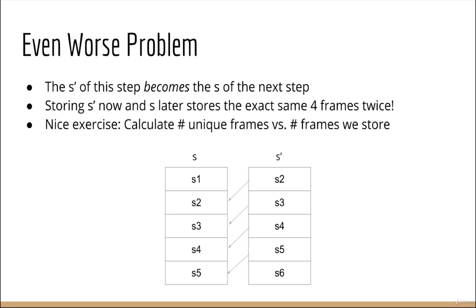But our problem is even worse than that. If you recall, we're going to store these tuples at every time step. So the S prime of this time step is equal to the S of the next time step. In other words, these are totally redundant. As an exercise, you might want to try to calculate exactly how redundant this method is. How many unique frames do we have? And compared to that, how many frames do we actually end up storing?